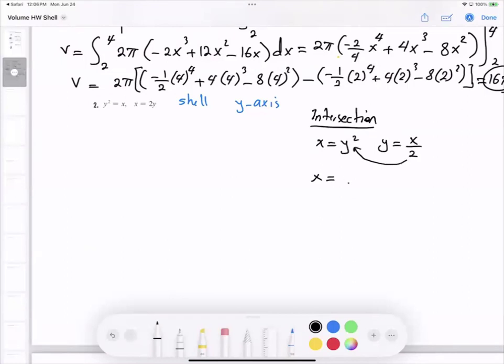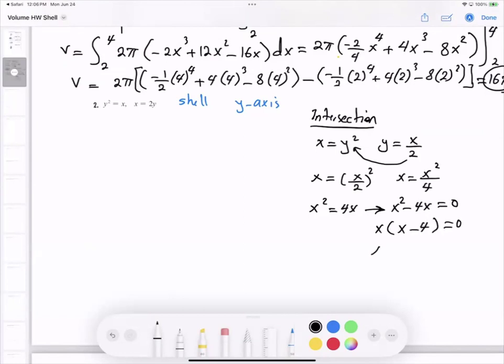So x is equal to x over 2 squared, or x is x squared over 4, or x squared is 4x, or x squared minus 4x becomes 0. If you factor out x, you get x times x minus 4 equal to 0. x is 0, x is 4. So we expect these two graphs to intersect at 0 and 4. Well, okay, let's take a look at it.